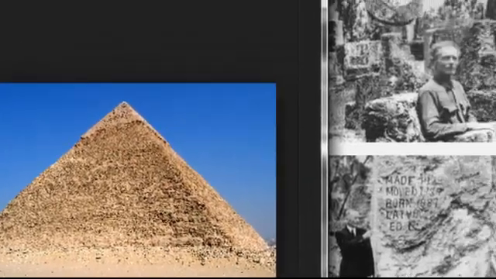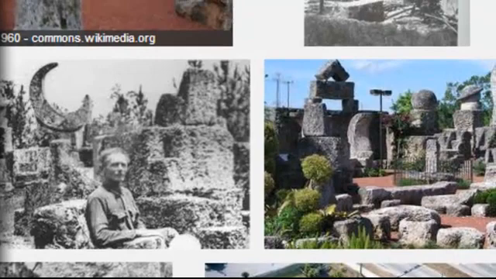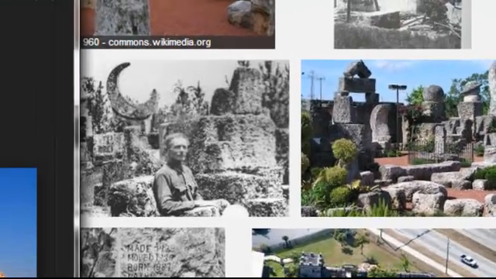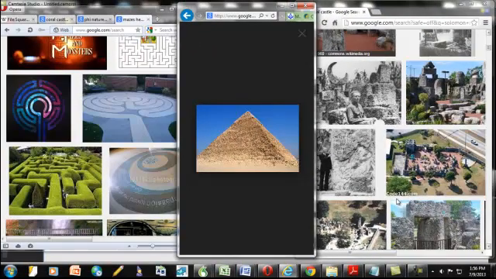I believe that because Edward Leedskalnin incorporated the mathematical concept of phi into the Coral Castle, it may actually be charged with this same energy, the same energy that, if we could access it, we could access through the six-pointed star.